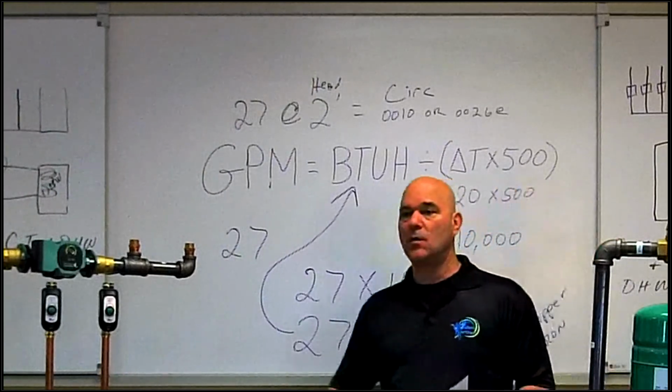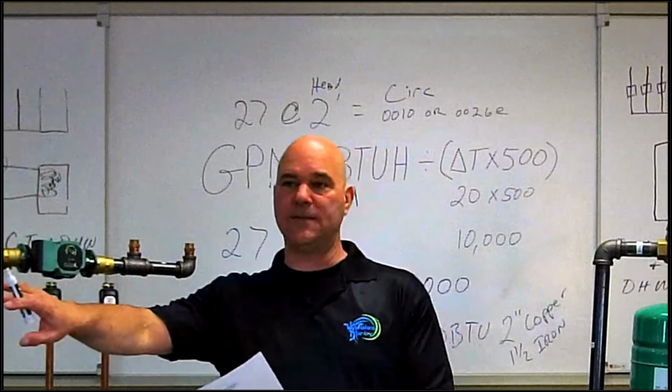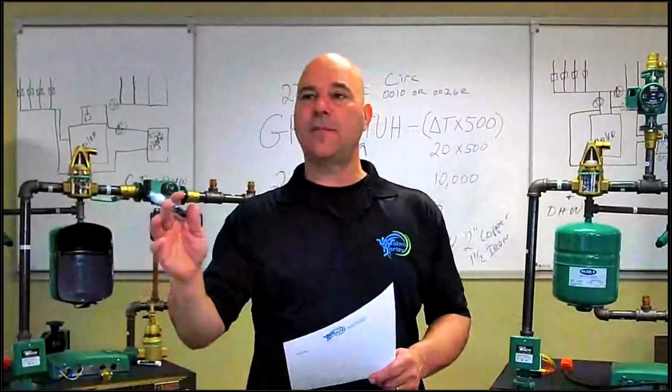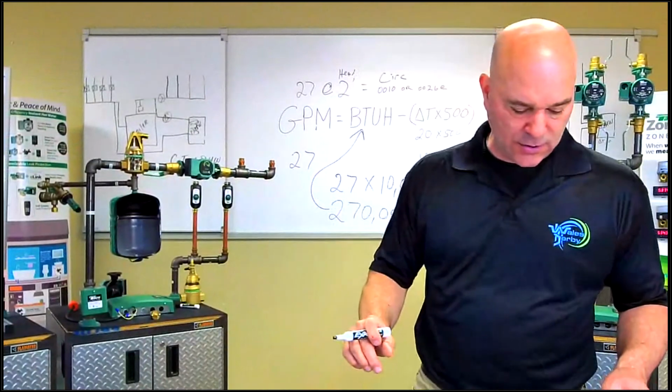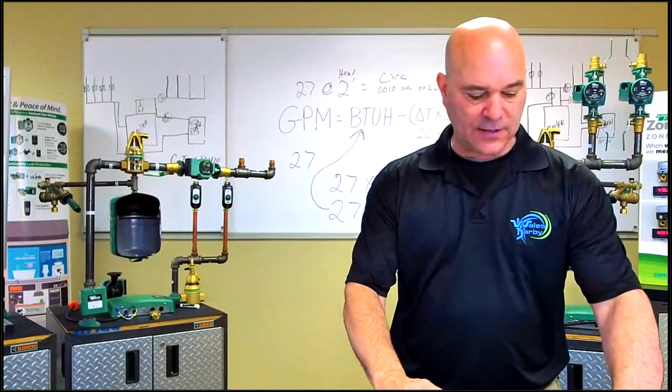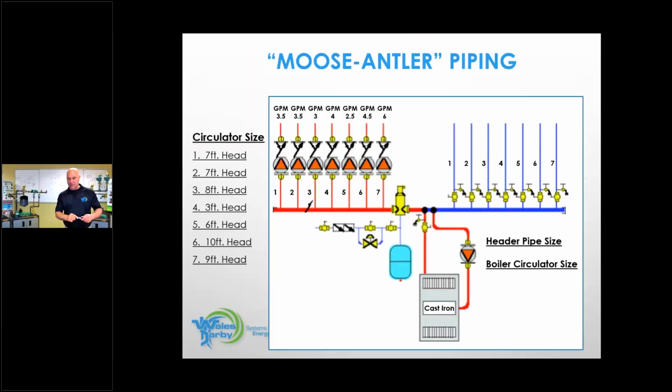Okay, so we solved everything on the boiler side. Now let's talk about them zones 1 through 7. Zone 1 and 2, fire off a circulator you came up with for zones 1 and 2. What size circulator would it be?